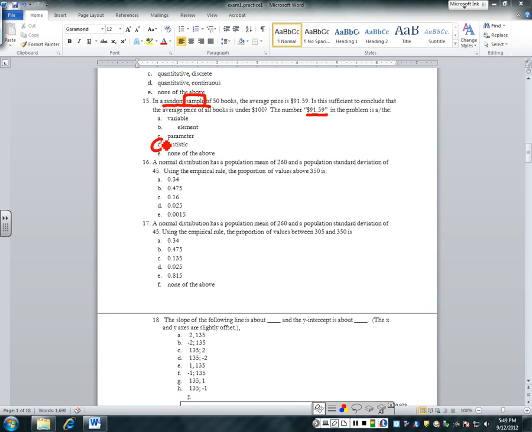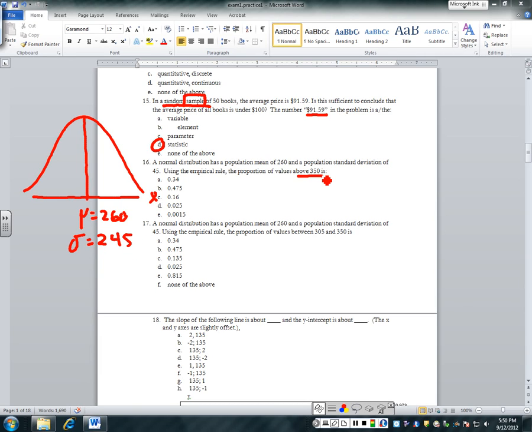In 16, we have a normal distribution with a mean of 260. I'm just going to go ahead and draw that out here. And a population standard deviation of 45. And it says what proportion of values are above 350. So here's 350 up here, and we're looking for the area out in this tail. Well, this distance is 2 standard deviations. You can just get the distance.